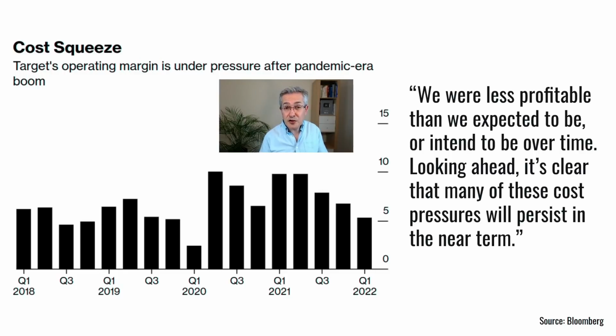So it's been quite a shock recently when many large retailers in the United States, such as Target, which you can see here, reported that their margins have started to fall as a result of inflation. So here's a comment from the CEO of Target, who said we were less profitable than we expected to be. Looking ahead, it's clear that many of these cost pressures will persist in the near term.